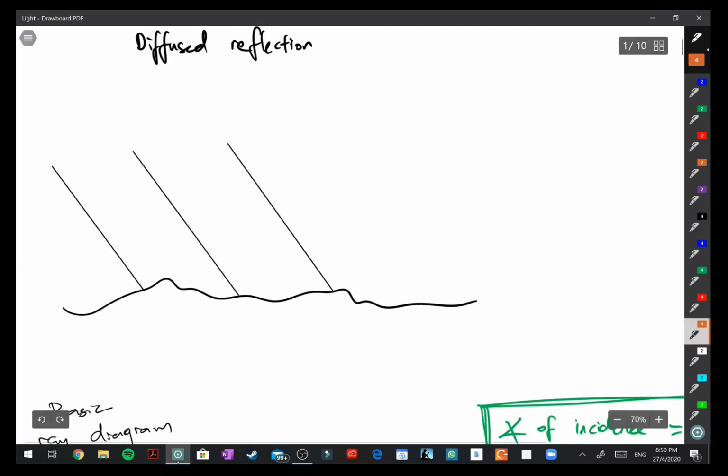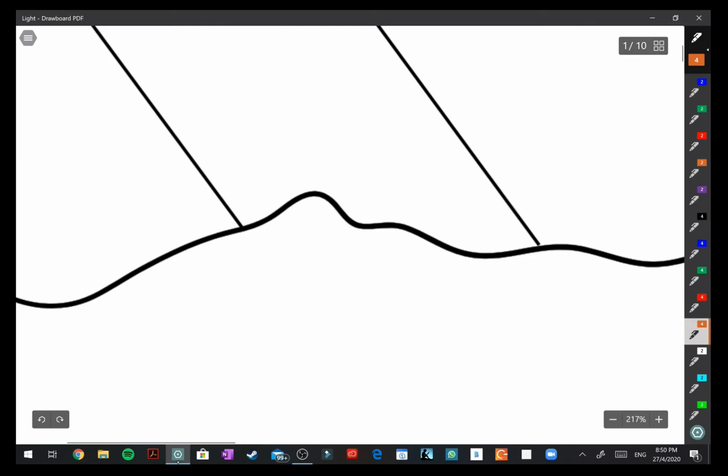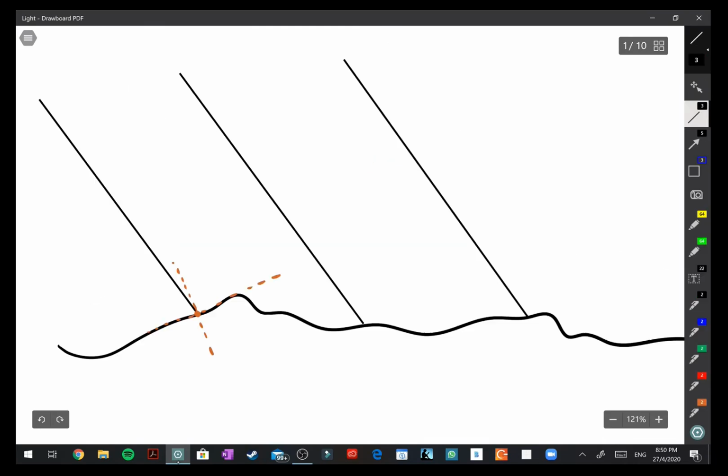So how do I actually draw the diagram for diffuse reflection? First things first, let's take a look at the first ray. I have it here. I'm going to draw a tangent to this surface, and then I draw a normal. The normal looks like that. Then I apply the angle of reflection. It's going to get reflected, and the angle of incidence is equal to the angle of reflection, and therefore it's going to look like this.